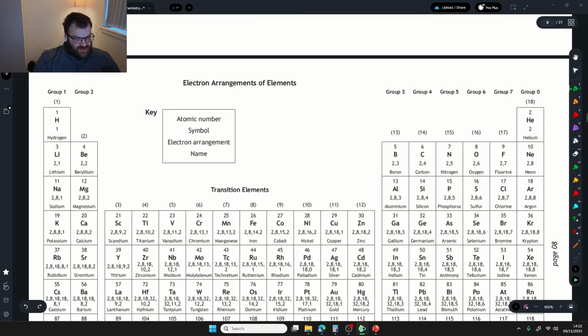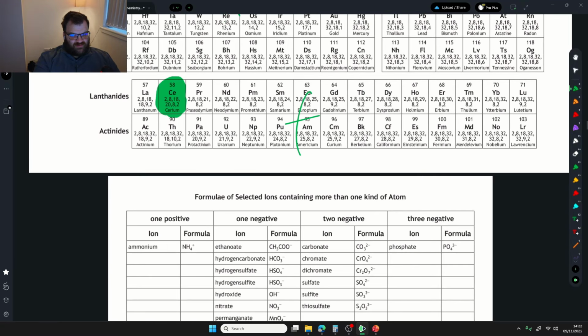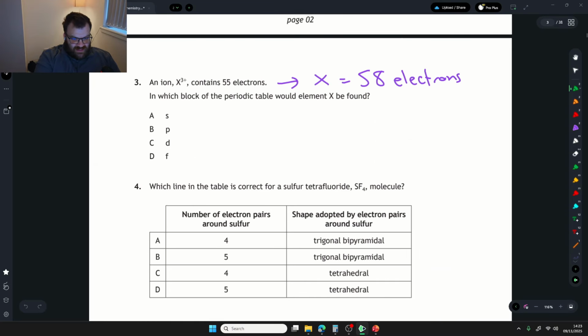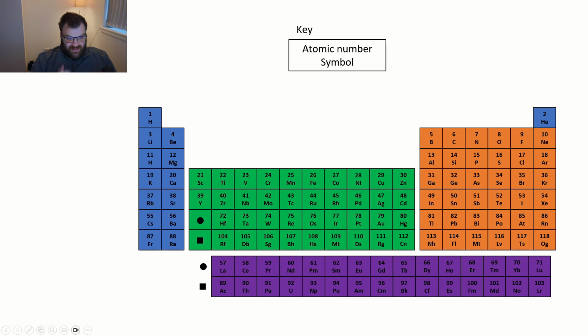In terms of our blocks, the first 2 groups are part of the S block. We then have the P block, D block, and down at the bottom we have our F block elements. This means our answer is F block, making the answer D. And here is the diagram showing those different blocks, S, P, D, and F block.